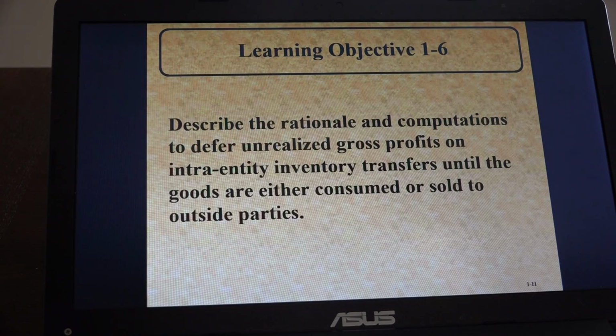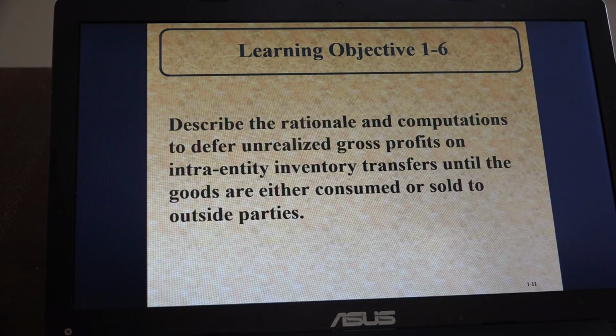So when you have that type of situation, you have two types of sales. One is downstream. That's where the investor is selling inventory to the investee. The other is upstream. That's where the investee is selling inventory to the investor.